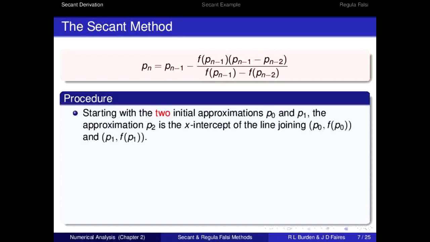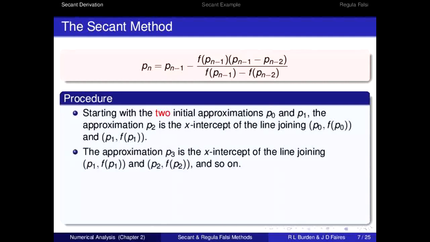The approximation P2 is the x-intercept of the line joining (P0, f of P0) and (P1, f of P1). In the next iteration, the approximation P3 is the x-intercept of the line joining (P1, f of P1) and (P2, f of P2), and so on until the root repeats itself. Then we get the solution.